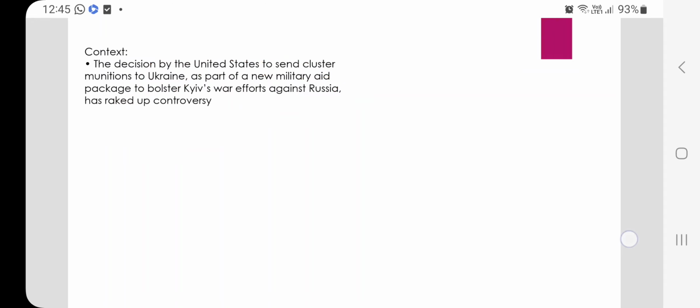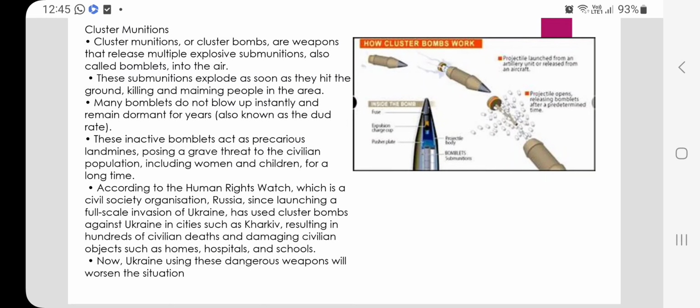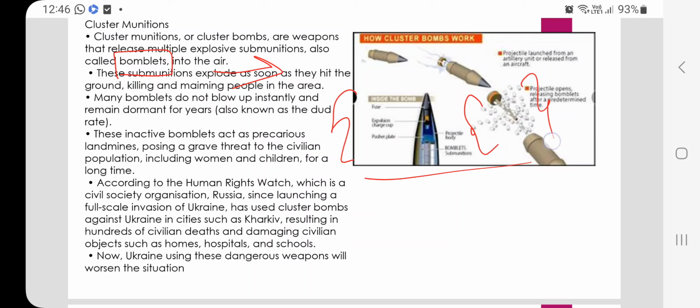So in this context, first let us know what cluster munitions or cluster bombs are. Cluster bombs release multiple explosive submunitions, also called bomblets, into the air. Essentially, it is one large canister. It is either fired by an artillery gun based on land, or it could be released by a fighter jet directly in the air. Once such a cluster bomb canister opens up, it releases multiple bomblets.